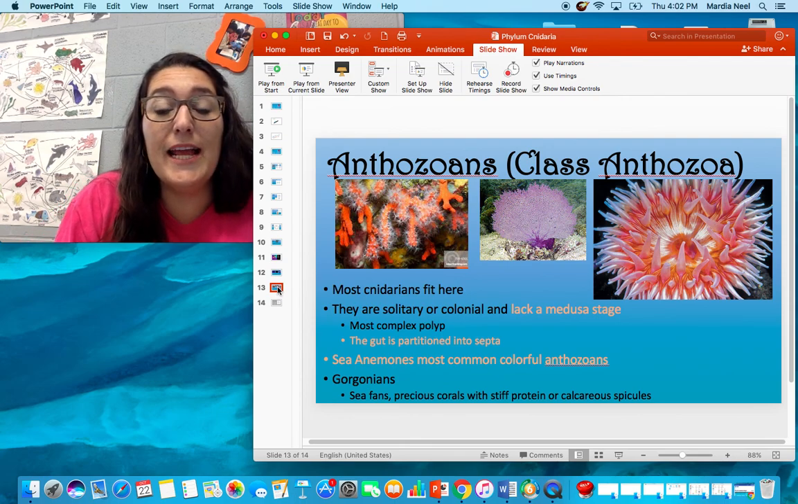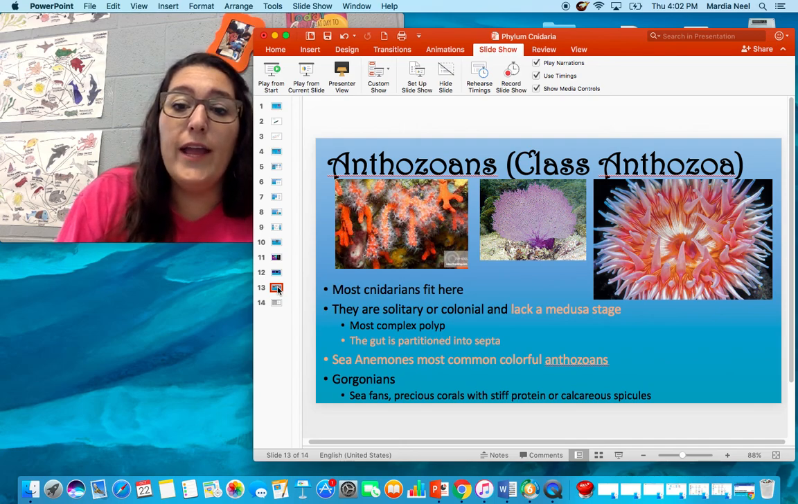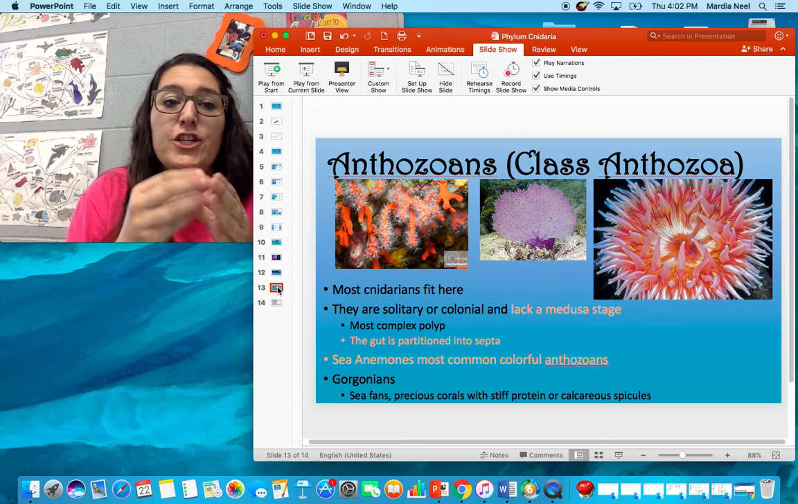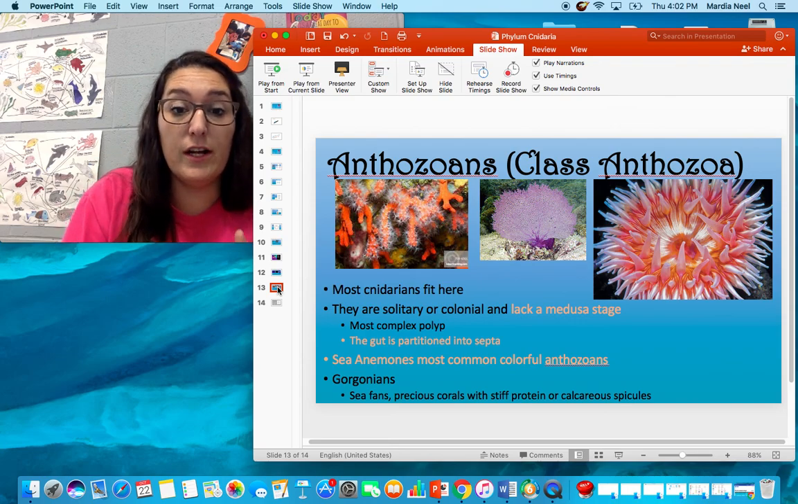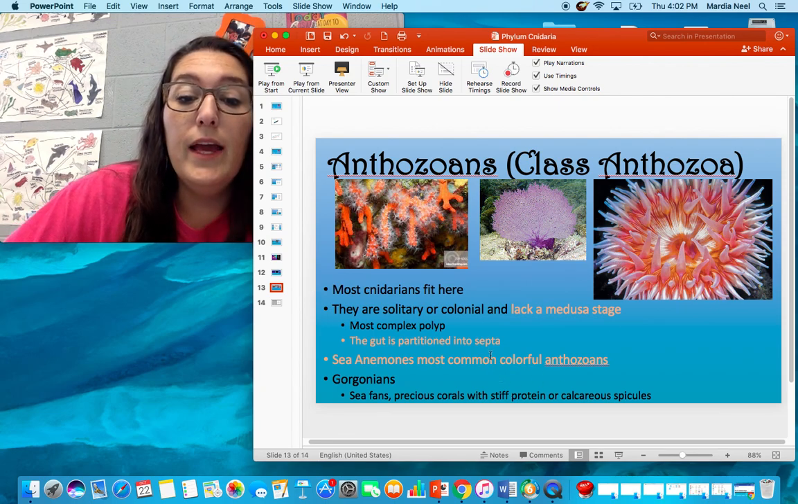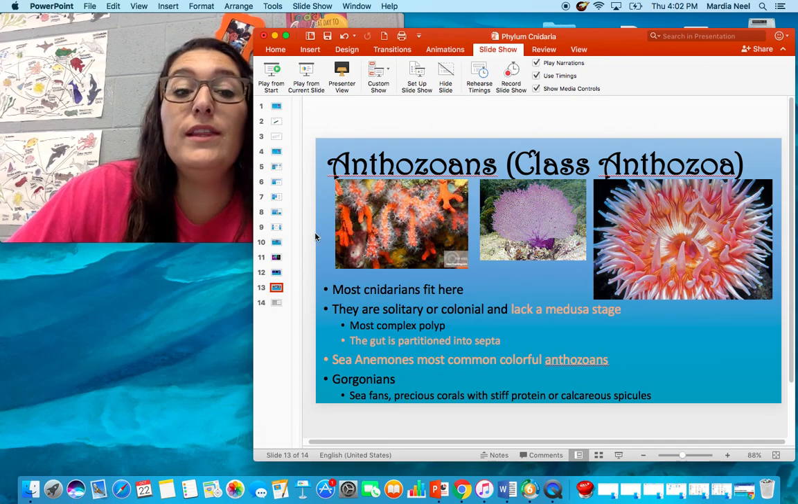The next one is anthozoans, or class Anthozoa. This is where the majority of cnidarians are. They are solitary or colonial, and they lack a medusa stage completely. They're the most complex polyp. Their gut is partitioned into septa, so it's partitioned into different sections. The picture I showed you only had one big chamber for the gut. These guys have multiple sections in their guts. Sea anemones are your most common colorful anthozoans. And gorgonians are another type of anthozoan. They can include sea fans and corals. So they all do belong to the phylum Cnidaria.